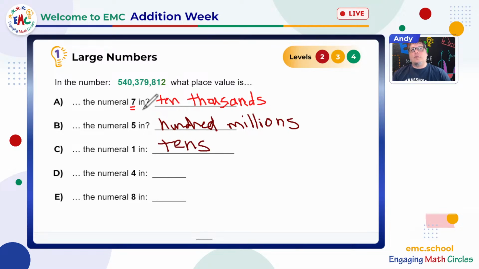The numeral 4, we ran out of space here, I guess. Even though it's free, it's in the 10 millions place. And that numeral 8 is in the hundreds place. Awesome.